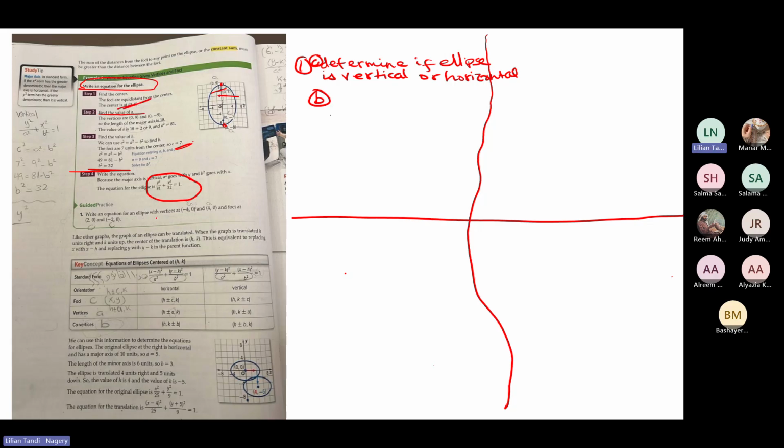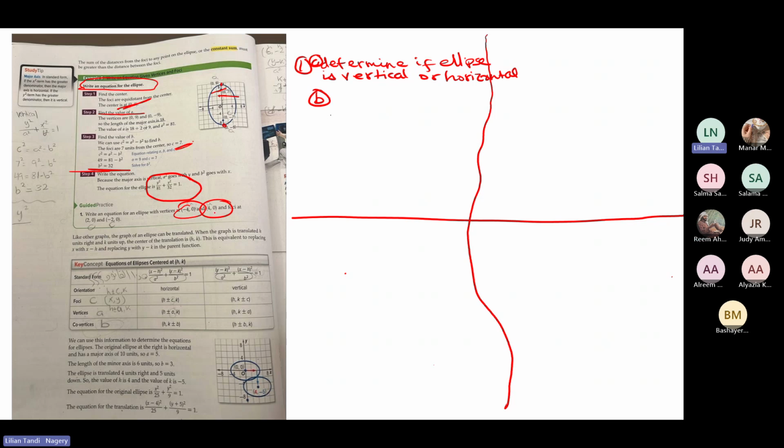Now we know that our center will be at 0, 0 because everything here is 0, 0. Do you see that? And we know this is going to be horizontal because your vertices are on the x-axis. Do you see that?